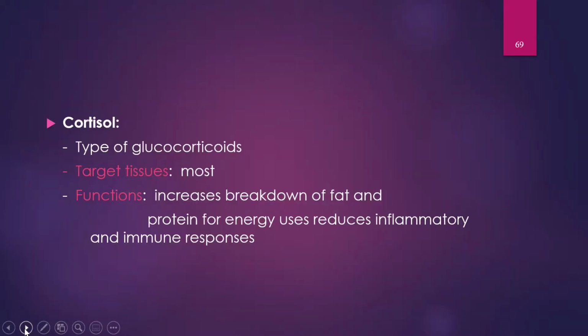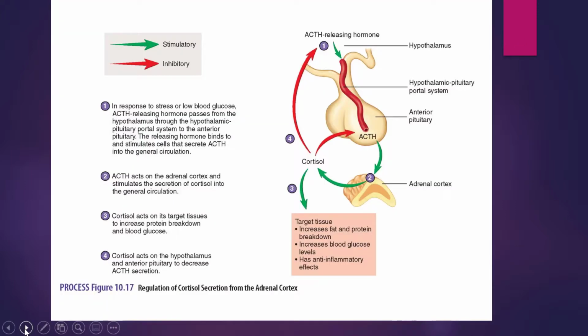Then you have the cortisol, which is a type of glucocorticoid. The cortisols are secreted by the zona fasciculata cells. Their target tissues will be most cells of the body. They increase breakdown of fat and protein for energy and reduce inflammatory and immune response.